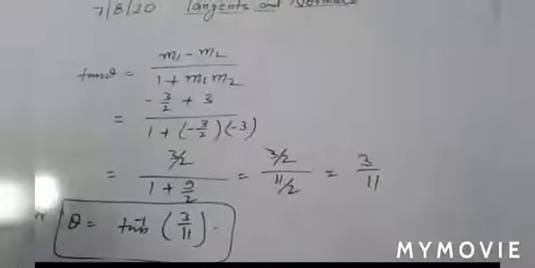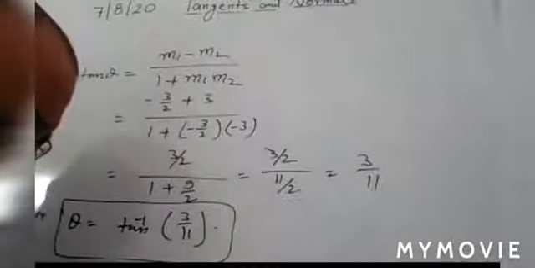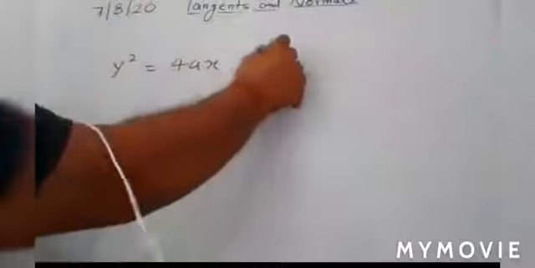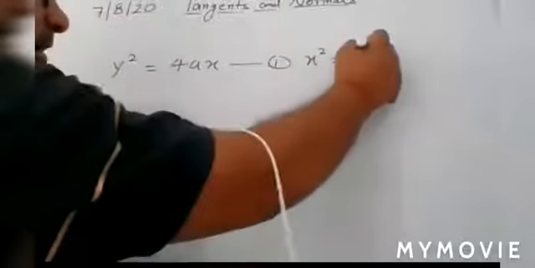So you write the next question, which was asked in your board exam 2016. Find the angle between the parabolas y square is equal to 4ax and x square is equal to 4by, that is your second equation, at their point of intersection other than origin.